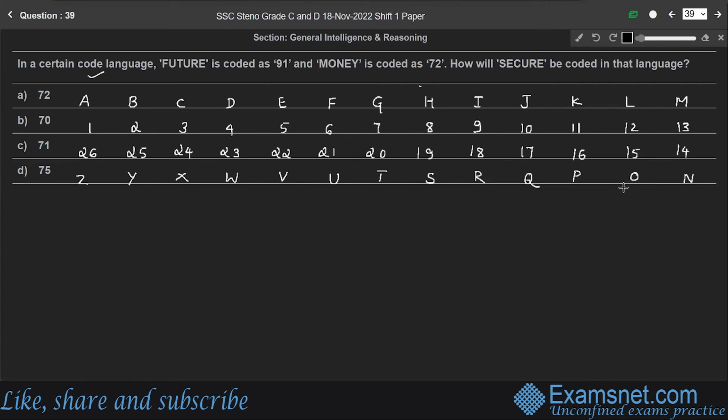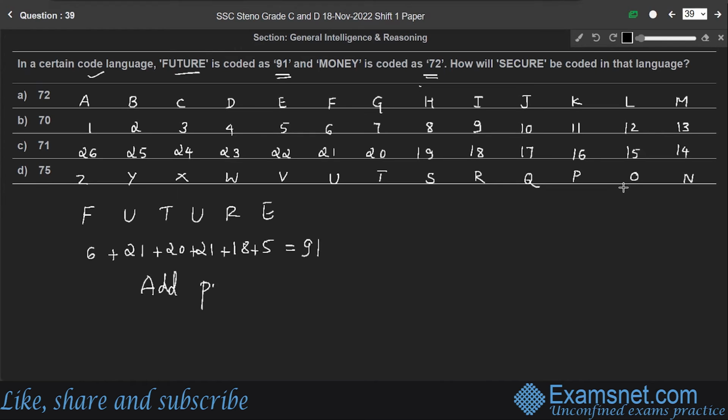Question 39. In a certain code language, future is coded as 91, money is coded as 72. How will secure be coded in that language? For our reference, I have written the positional value of each letter. The positional value of F is 6, of U is 21, T is 20, again U is 21, R is 18, E is 5. Just add their positional values, you will get 91. Here the logic is: the sum of their positional values is equal to the code for that word.